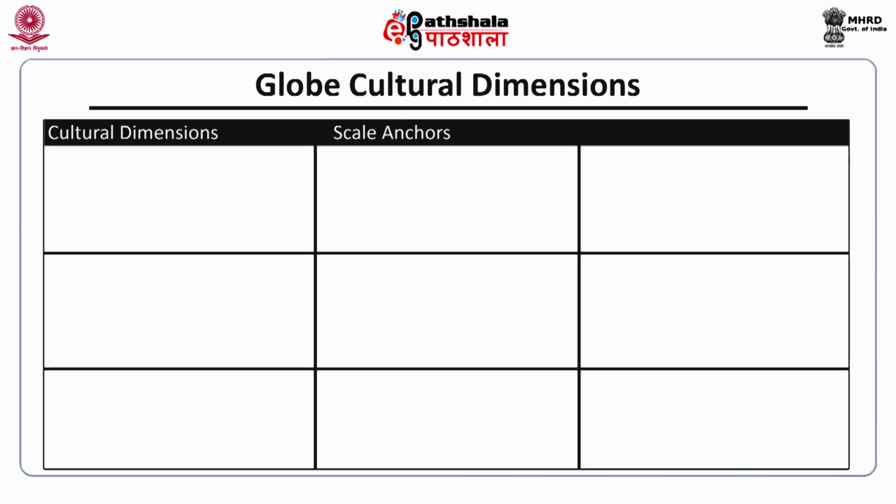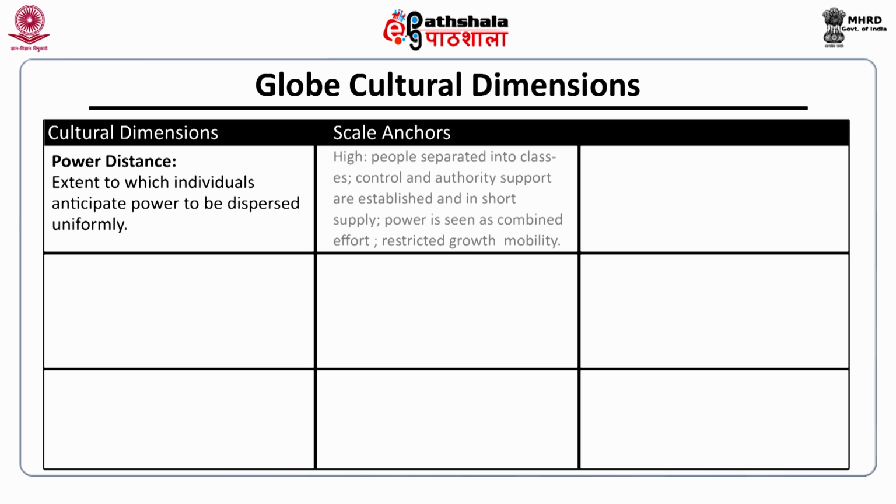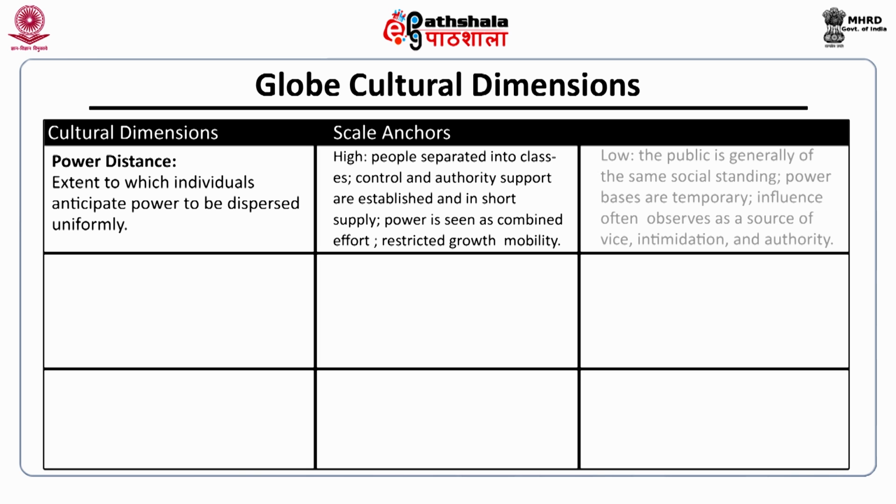In the GLOBE cultural dimensions, power distance is the extent to which individuals anticipate power to be dispersed uniformly. It ranges from high to low. In the high, people are separated into classes, control and authority, and support are established and in short supply. Power is seen as a combined effort, with restricted growth and mobility under the high scale anchors. Under the low scale anchors of power distance, the public is generally of the same social standing, power bases are temporary, and influence is often observed as a source of vice, intimidation and authority.